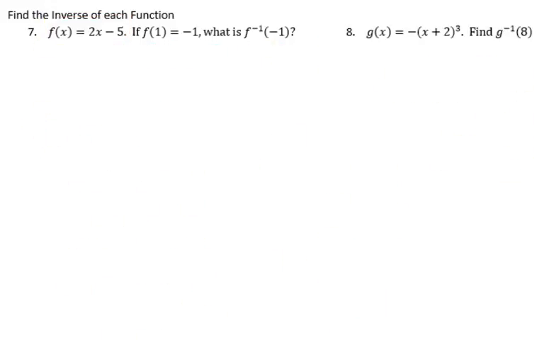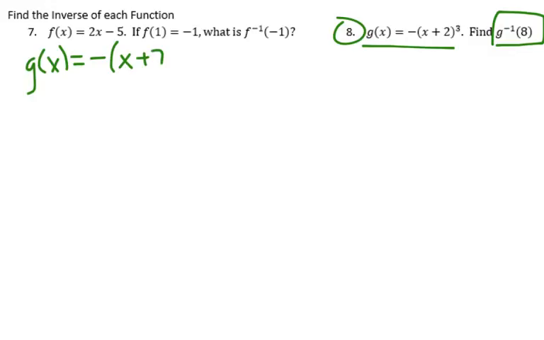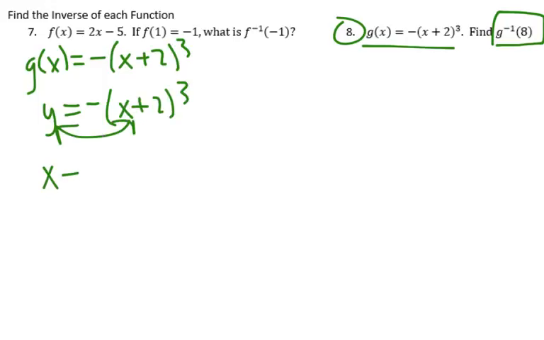Okay, let's take a look at 8. So 8's the same idea. We've got our function. We want to find the inverse when it's 8. Okay, so there's two ways we can do this. You can find the inverse by making g of x y, and then swapping out x and y, because that's what we do with inverses. We're swapping the domain and the range, the x and the y, and then solve for that.